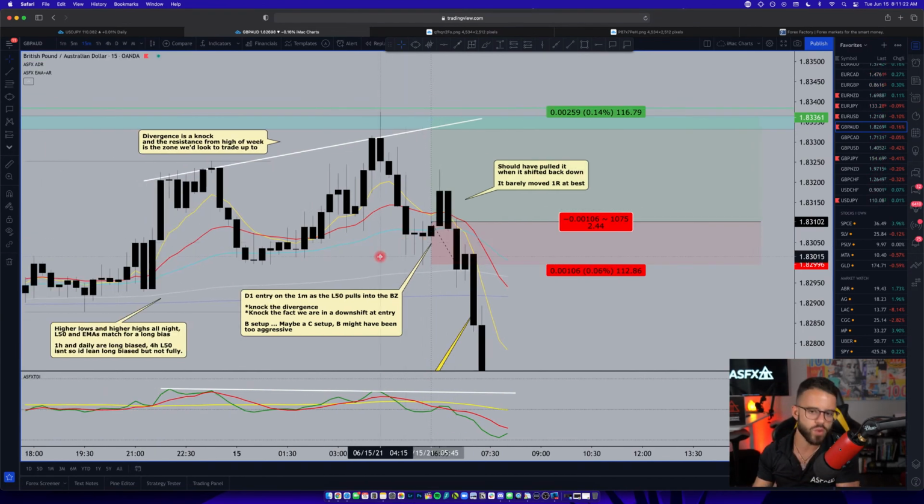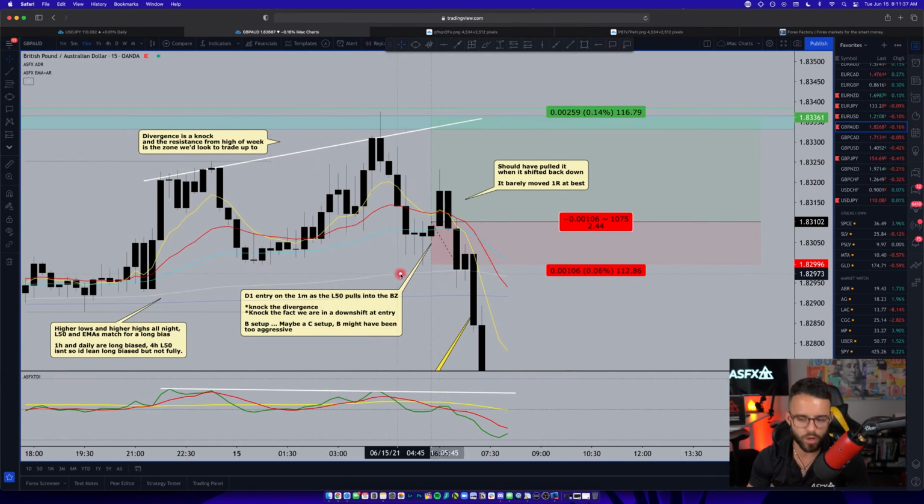And you guys know, if we're going long, we would much rather be in an upshift already when we take the position. It just makes the long positions much more favorable to us. So that was another thing that I knocked against it. And as you can see in my notes, I wrote maybe a C setup. B might have been too aggressive.